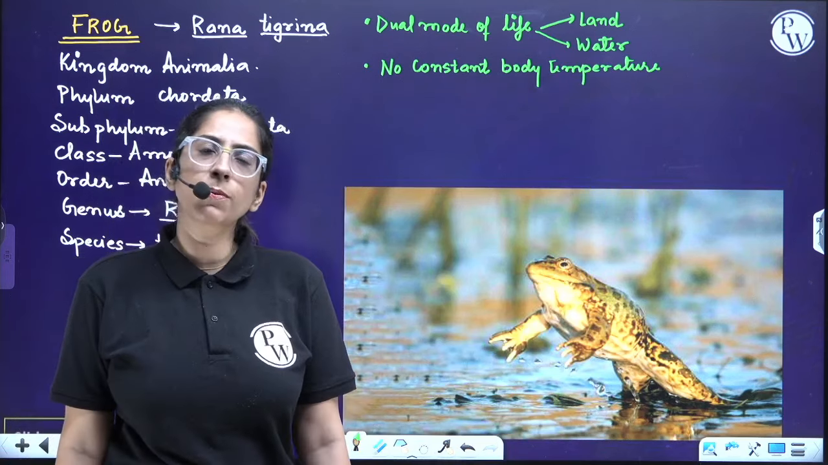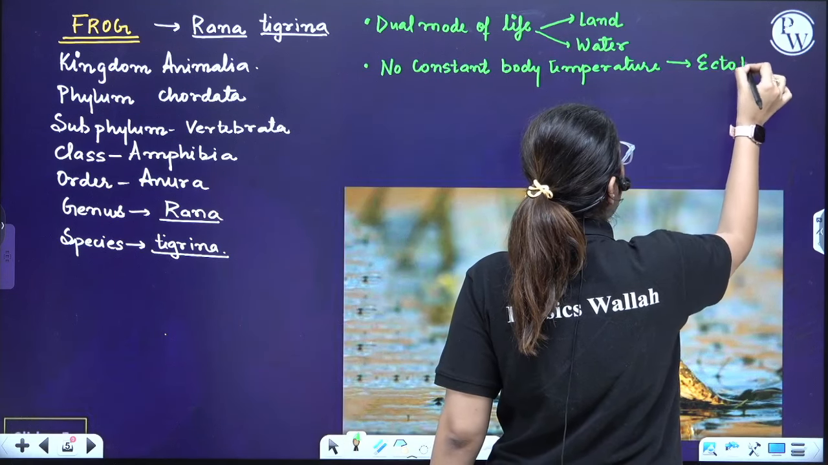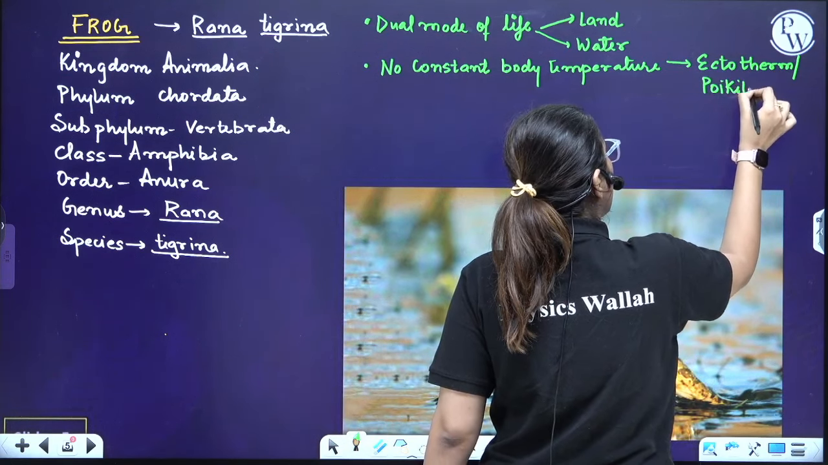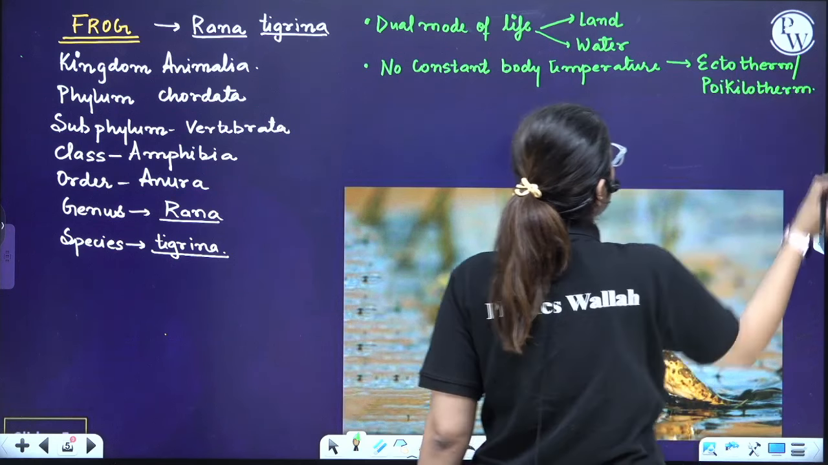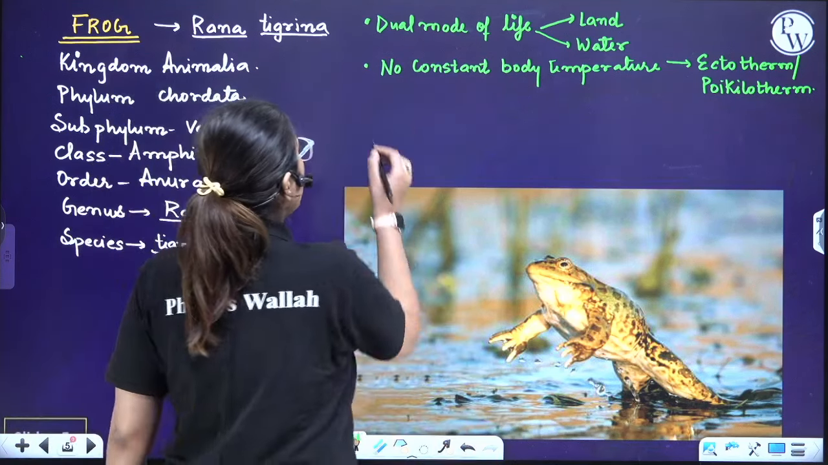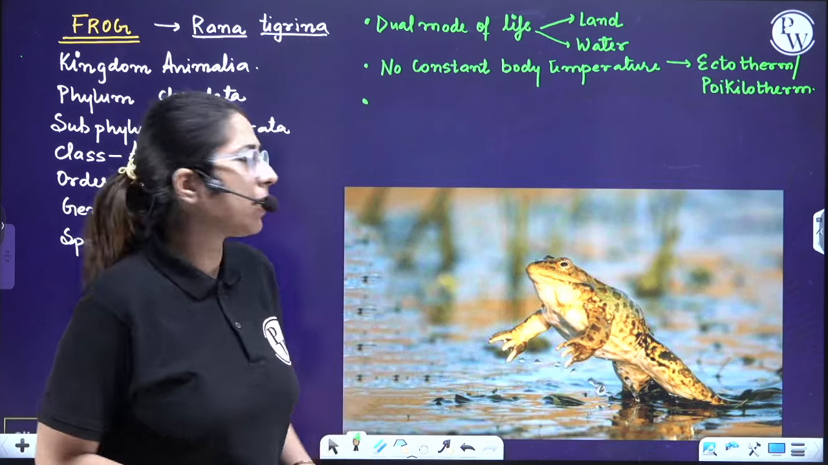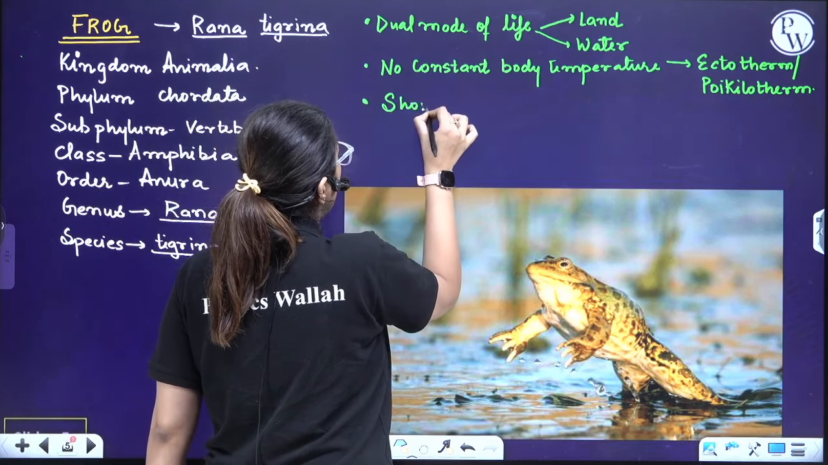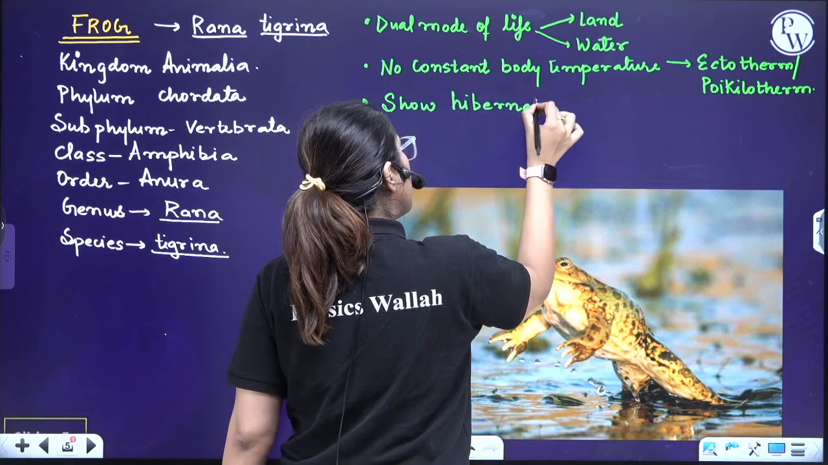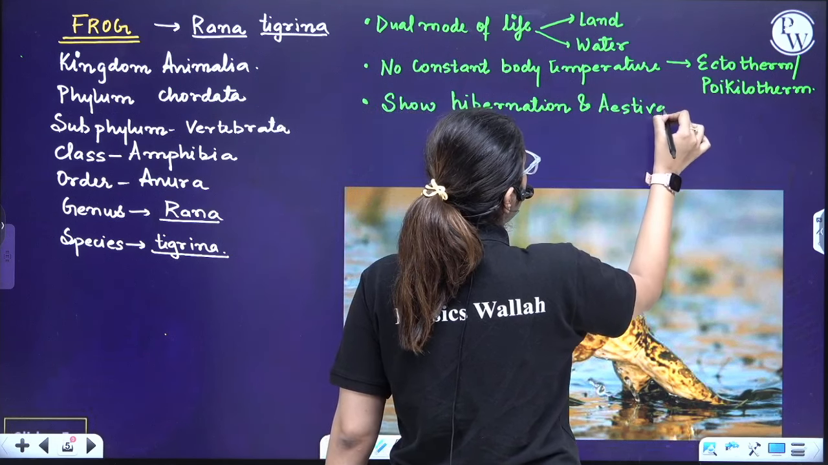That means they are not endotherms. Then what are these organisms? They are ectotherms. Another name is poikilotherms. Their body temperature doesn't remain constant, but you know that these organisms can adapt to harsh environmental conditions by hibernation and aestivation. So what do we mean by hibernation and aestivation?